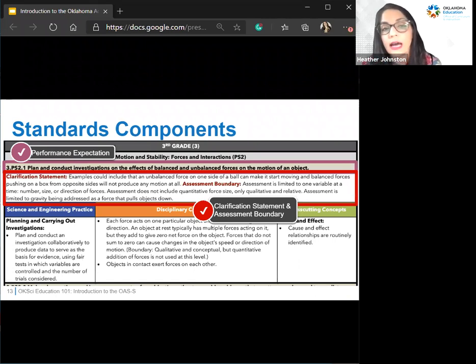So if we take a look at the example that I provided a moment ago, you can see here that our performance expectation talks about planning and conducting investigations on the effects of balanced and unbalanced forces. So students are doing something with this content that is being provided. Inside the clarification statement, it provides some examples for this. So if you're looking at an unbalanced force on the side of a ball, what happens to it?